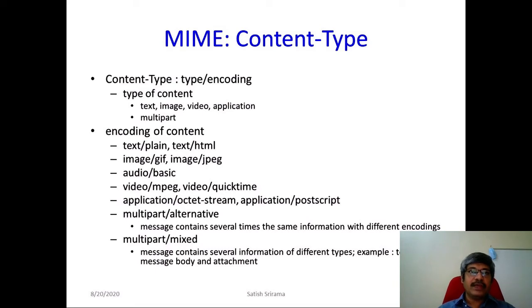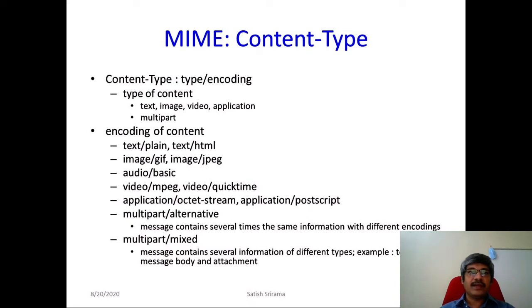Then the encoding can be, for example, plain or HTML. So now the content type is defined something like this. The header will be Content-Type colon text slash plain or text slash HTML. So it is the type text and then an encoding of HTML. Similarly, image slash GIF, image slash JPG, audio basic, video QuickTime, video MPEG, and then you can also define applications, for example octet-stream or application PostScript.